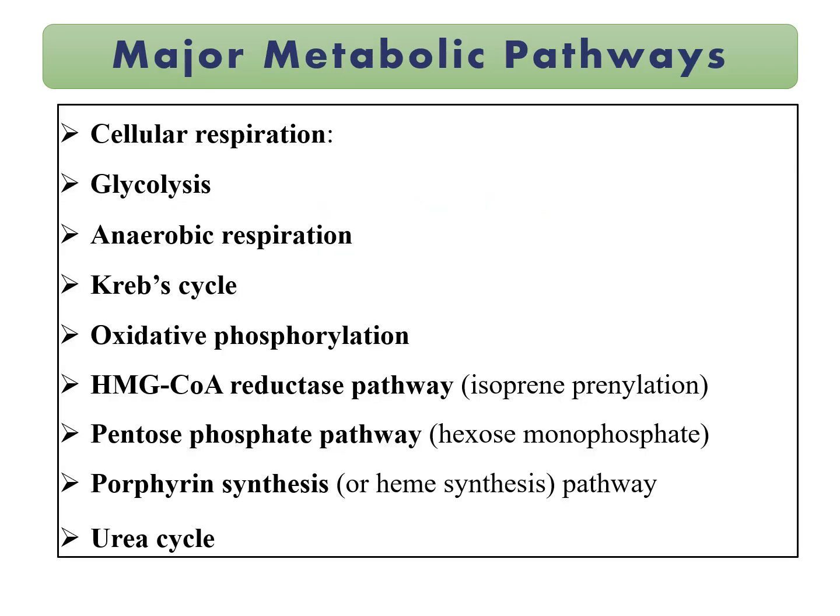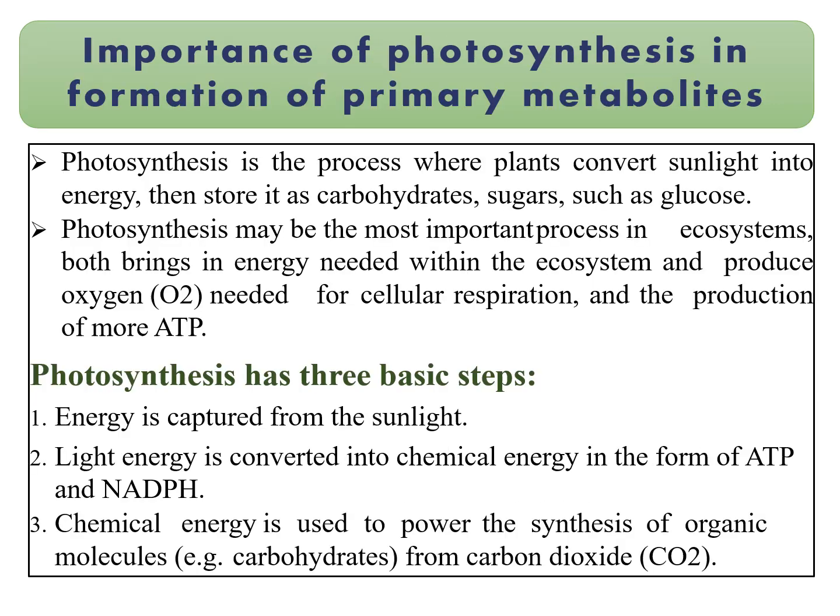These are some examples of major metabolic pathways which occur inside plants, like cellular respiration, glycolysis, anaerobic respiration, Krebs cycle, HMG coenzyme A reductase pathway, pentose phosphate pathway, and urea cycle. So there are a number of different major metabolic pathways which occur inside the plant.